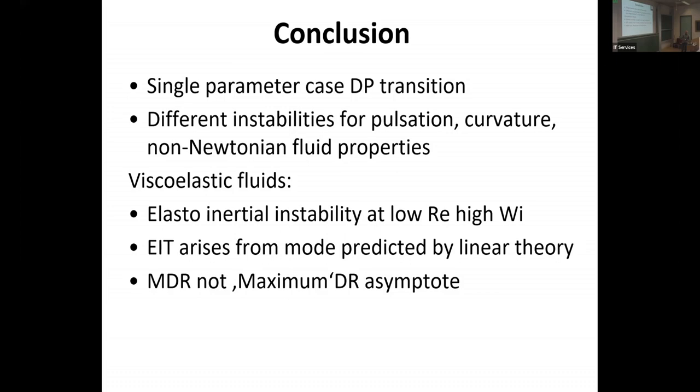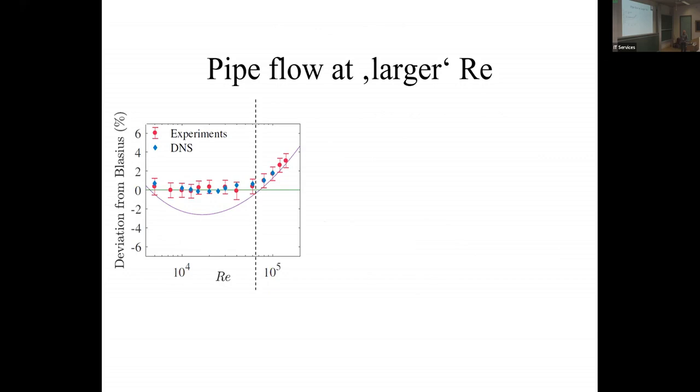And the one I mostly spoke about is this one to elasto-inertial turbulence, this instability, which can happen at very low Reynolds numbers, so of order 1, if you go to high enough Weissenberg numbers. And this happens to arise from a mode predicted by linear theory, and there may be a connection to the maximum drag reduction asymptote. And before I conclude, I guess I still have 1 minute?